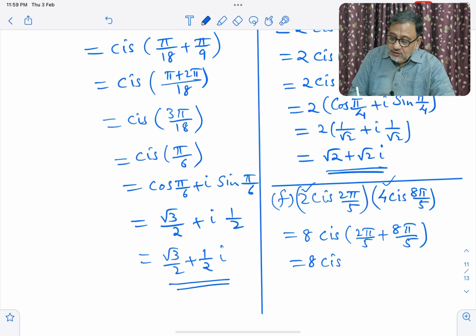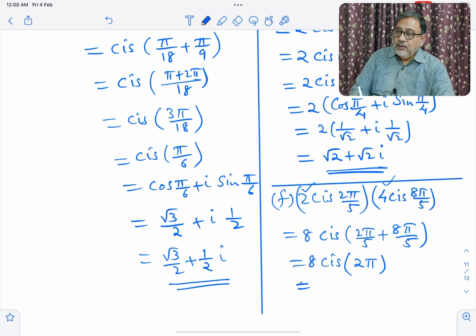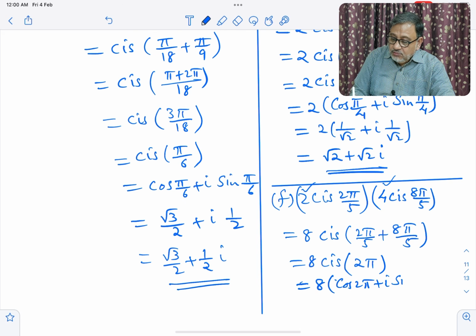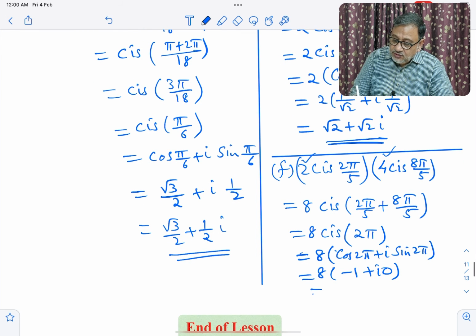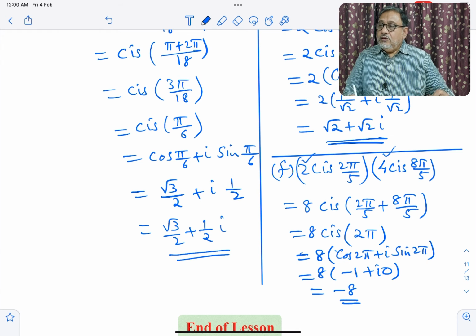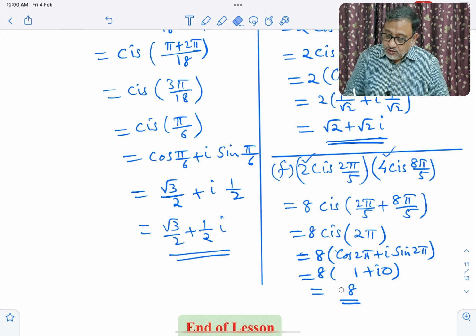and it will be 8 cis, 2 and 8 is 10 pi by 5, 10 pi by 5 will be 2 pi, okay, and we know that cos 2 pi plus I sin 2 pi is going to become 8 into 1 plus 0, I into 0, because sin 2 pi is 0. So therefore the answer is 8 only. Wait, I said cos 2 pi, not pi. So I took it as pi, so it will not be negative, it will be positive.